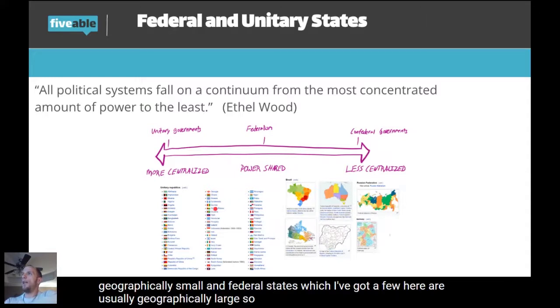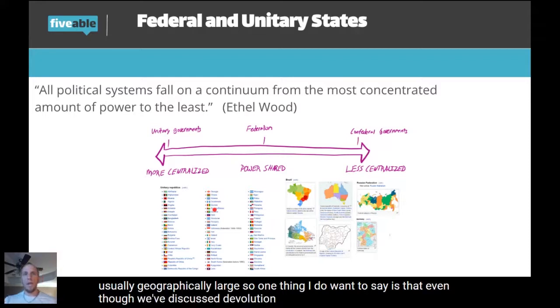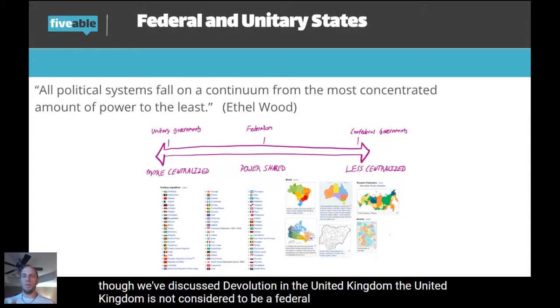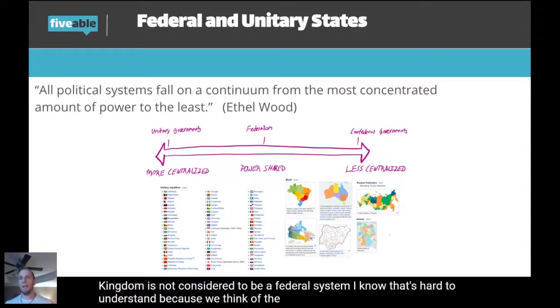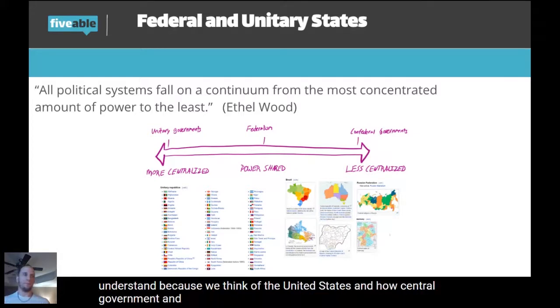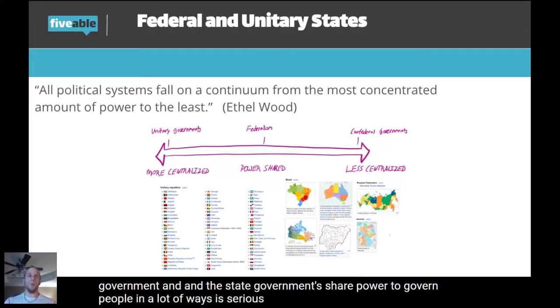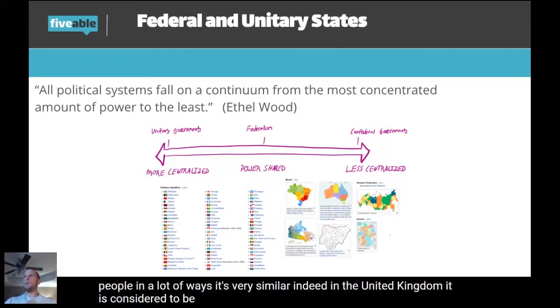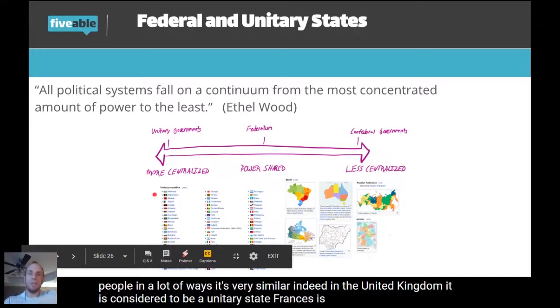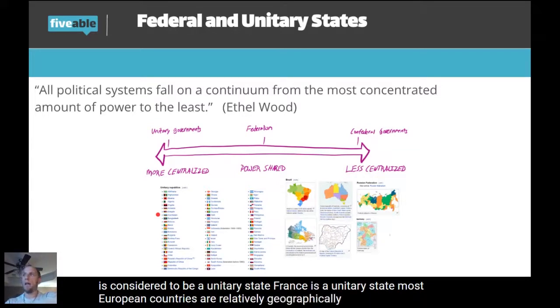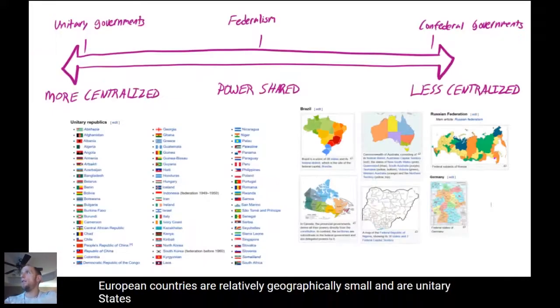So one thing I do want to say is that even though we've discussed devolution in the United Kingdom, the United Kingdom is not considered to be a federal system. I know that's hard to understand because we think of the United States and how central government and state governments share power to govern people. In a lot of ways, it's very similar in the United Kingdom, but it is considered to be a unitary state. France is a unitary state. Most European countries are relatively geographically small and are unitary states due to their history.